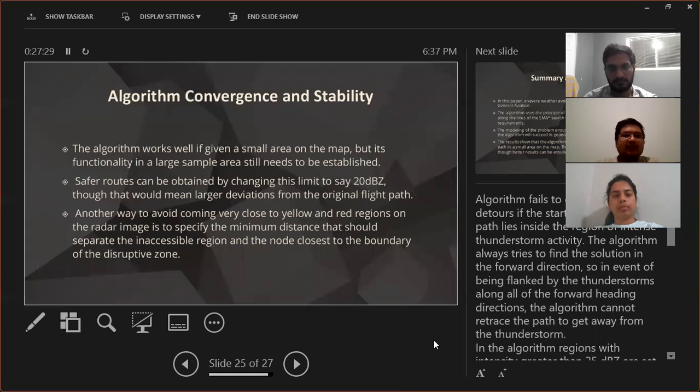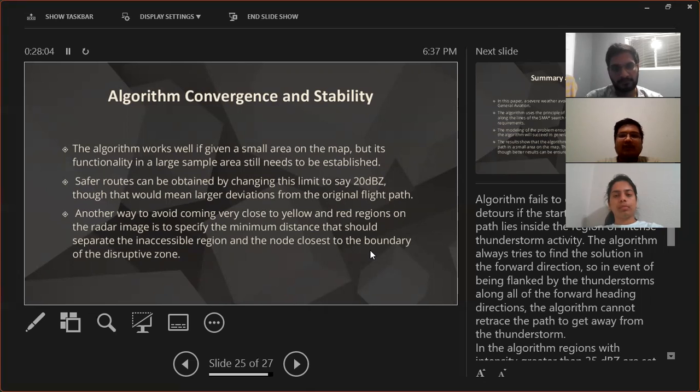Now, algorithm convergence and stability. The algorithm works well if given a small area on the map, but its functionality in a large sample area still needs to be established. Safer routes can be obtained by changing the limit to say 20 dBz, though this would mean larger deviations from the original flight path. Another way to avoid coming very close to yellow and red regions on the radar is to specify the minimum distance that should separate the inaccessible region and the node closest to the boundary of the disrupted zone.